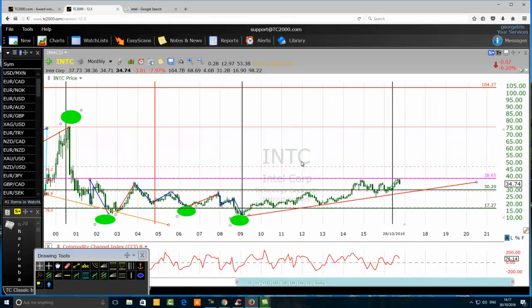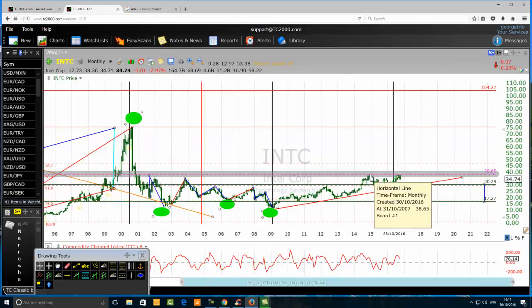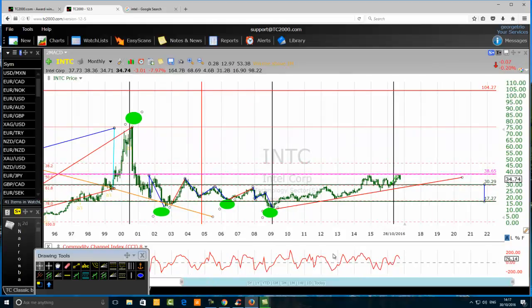So you may be wondering why the price is acknowledging that level. So important to know that level. So remember that level, $38.65. I give it to you.